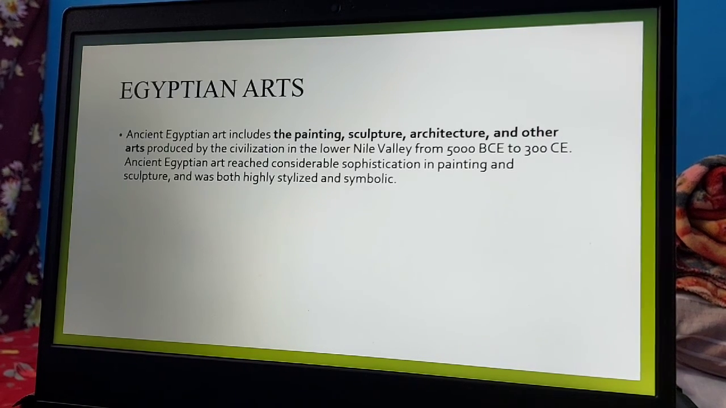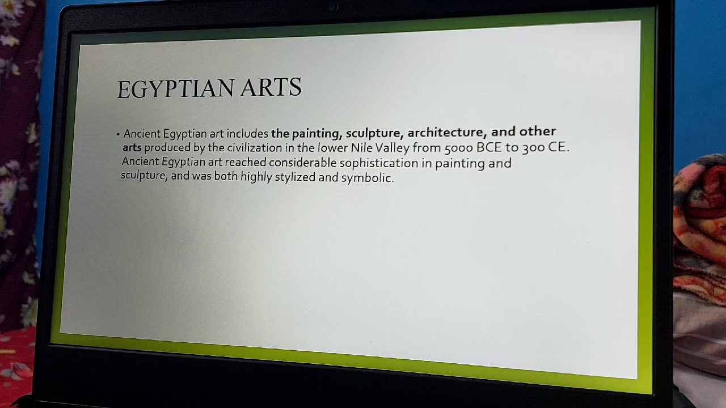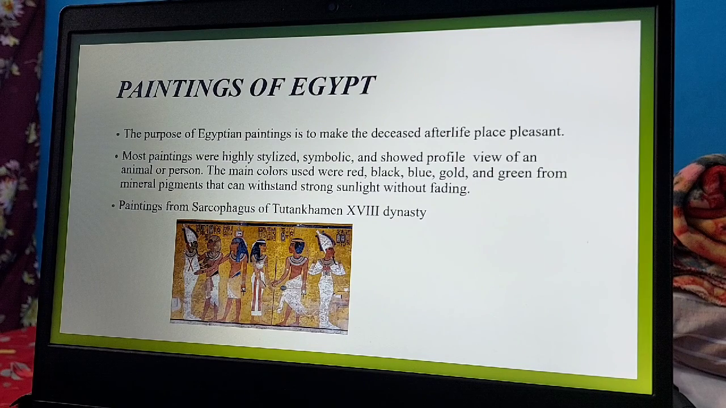Let's proceed to the other slide. So, Egyptian arts. Ancient Egyptian art includes the paintings, sculpture, architecture, and other arts produced by the civilization in the lower Nile Valley from 5000 BCE to 300 CE. Ancient Egyptian art reached considerable sophistication in painting and sculpture and was both highly stylized and symbolic. First, the first type of Egyptian art is the paintings.